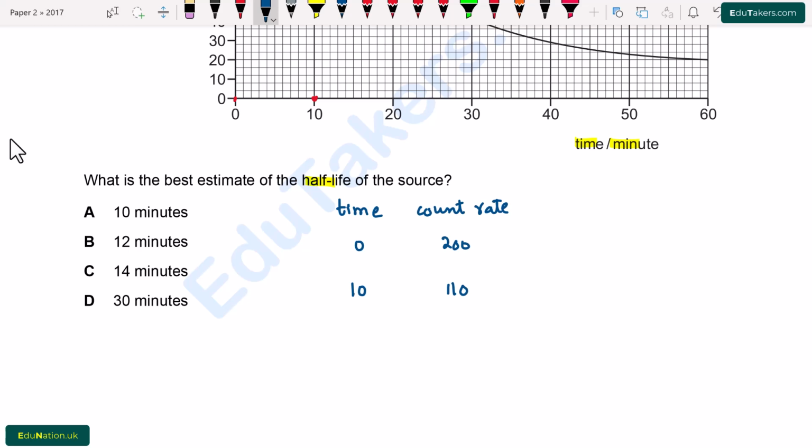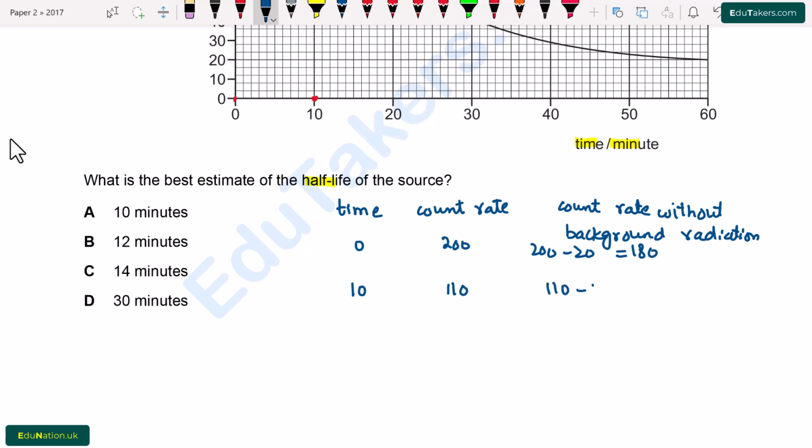The count rate without background radiation. I am going to write here count rate without background radiation. As the background count rate is given as 20 counts per minute, there will be 200 minus 20, which is equal to 180. Next there is 110 minus 20, which is equal to 90.